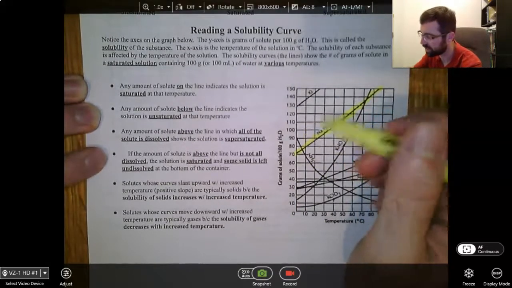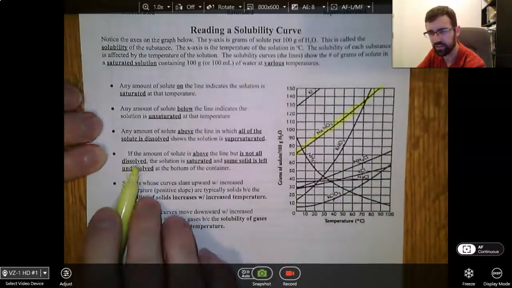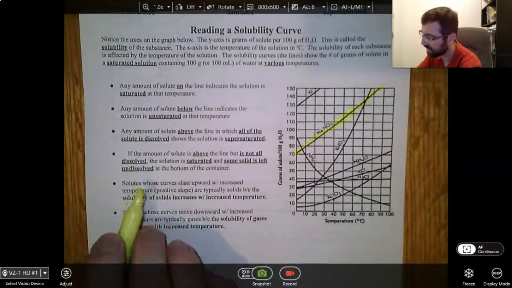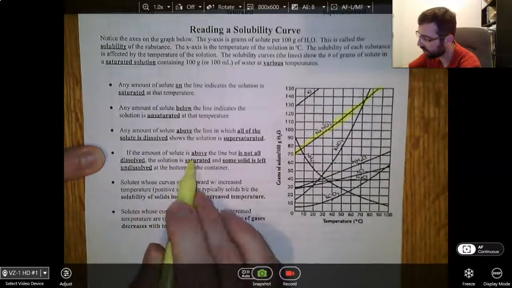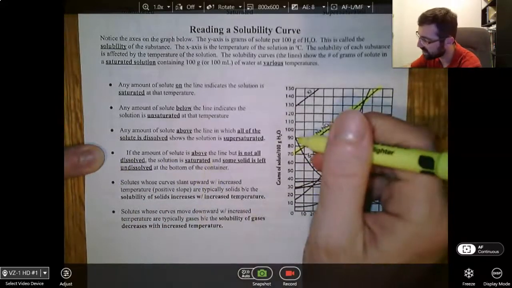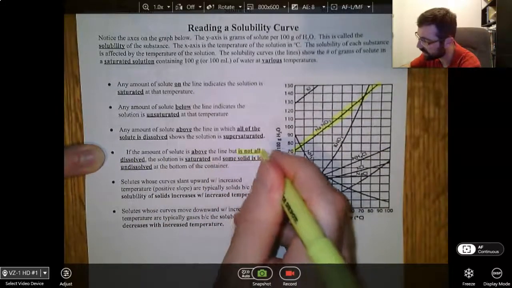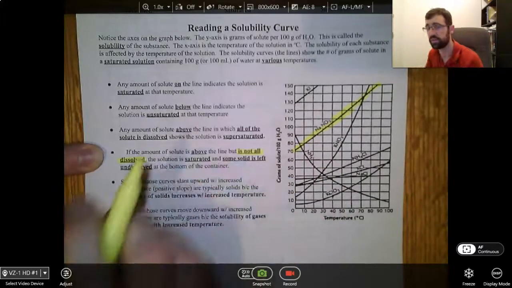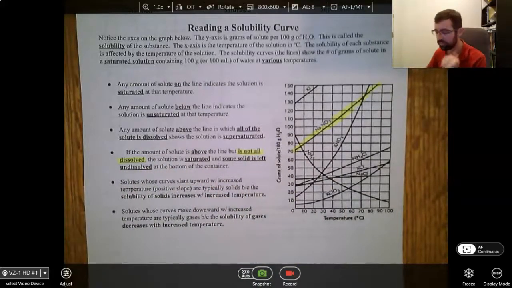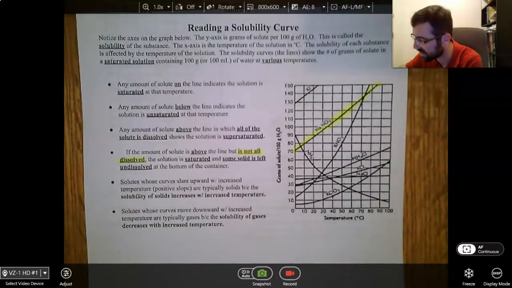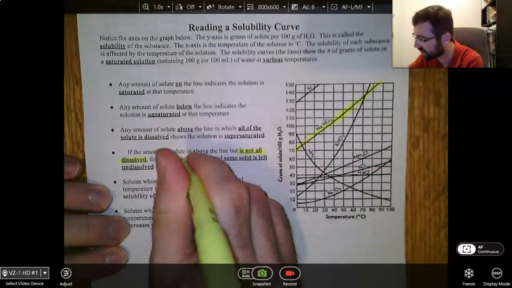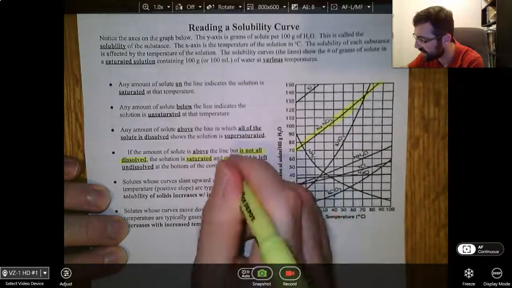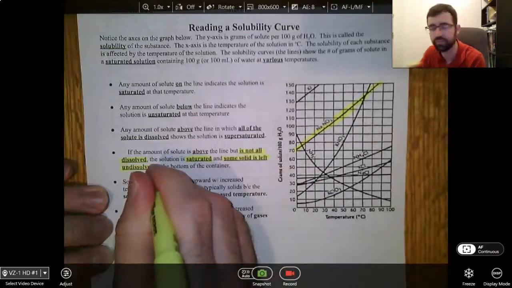Then we get to this bullet point. This is where it gets a little confusing for students sometimes. If the amount of solute is above the line, but is not all dissolved, so some of it's not dissolved, the solution's not supersaturated. If we have any undissolved solute, it's not a supersaturated solution. It's a saturated solution, and some solid is left undissolved.